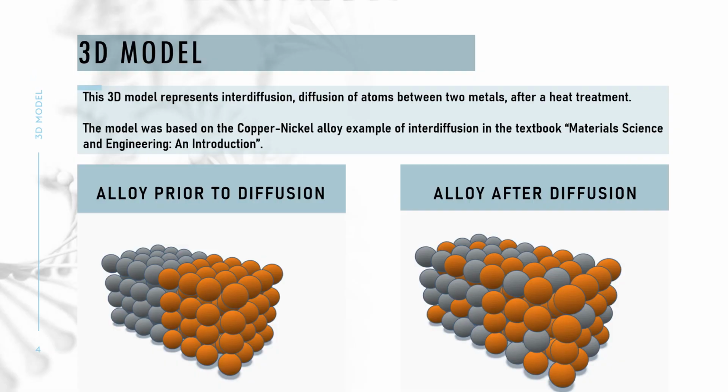My 3D model represents interdiffusion, which, as just explained, the atoms will migrate from one metal to the other. My model is overall very simplistic, and I based it off the textbook example of a copper and nickel alloy. It shows the natural state of the atoms, and then it shows a mixture of the atoms after interdiffusion due to an intense heat treatment.